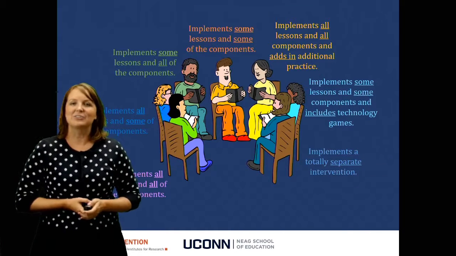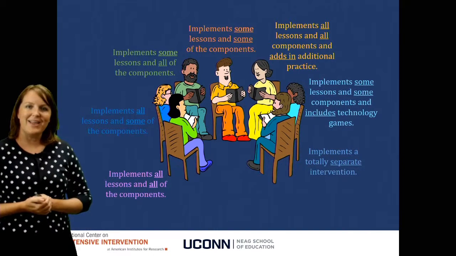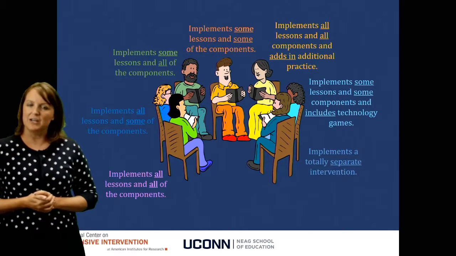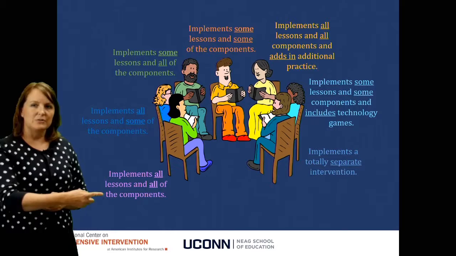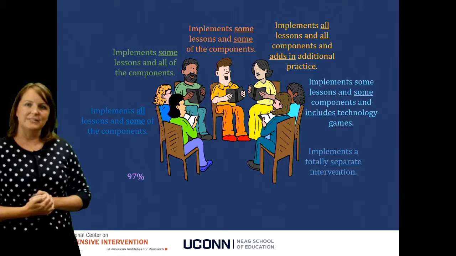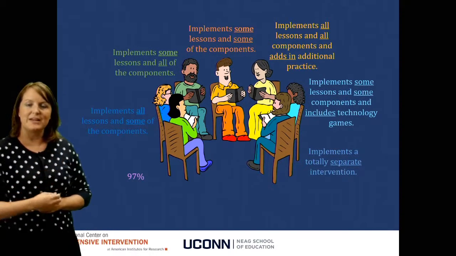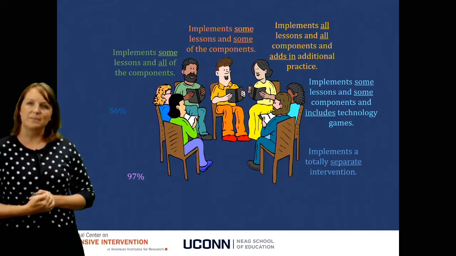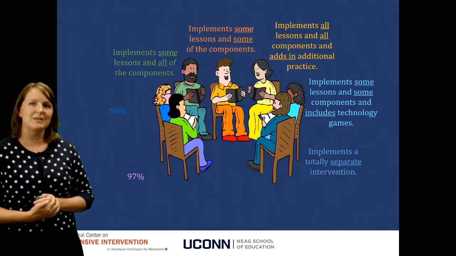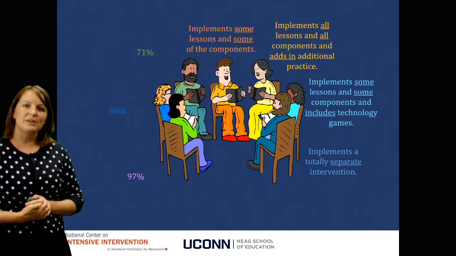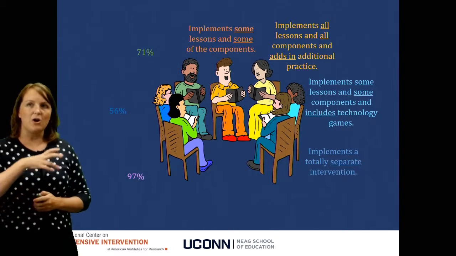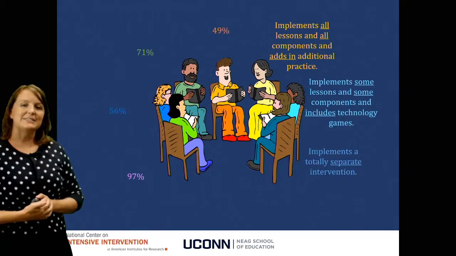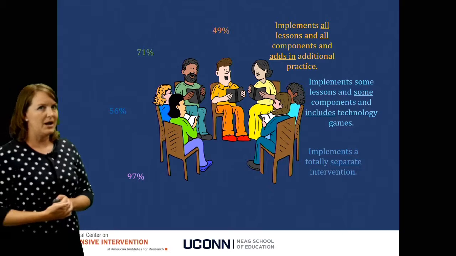So let's go back to our 7 teachers here, okay? And let's say we measured their fidelity of implementation in a quantitative way. So our first teacher, let's see, got a score of 97%. Our second teacher that did all of the lessons but some of the components, 56%. This teacher, some of the lessons and all of the components, 71. The teacher in the middle who did some of the lessons and some of the components got a 49.